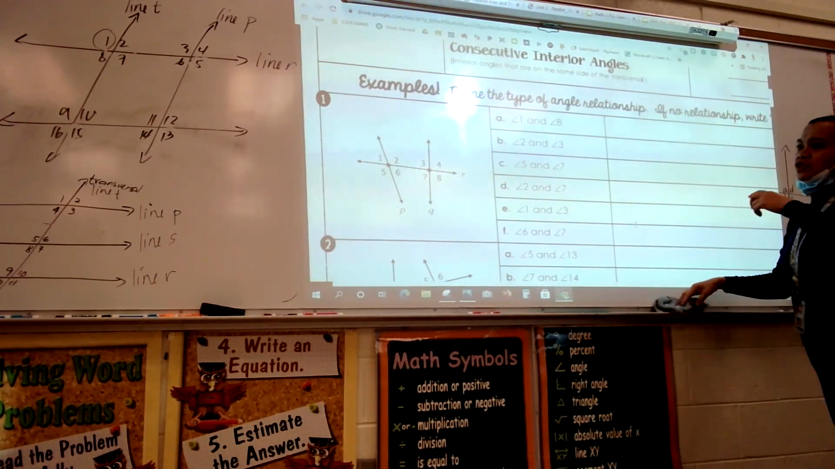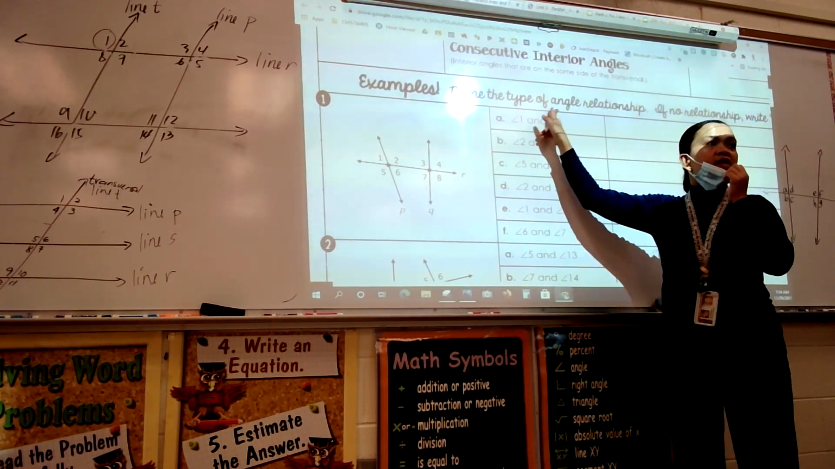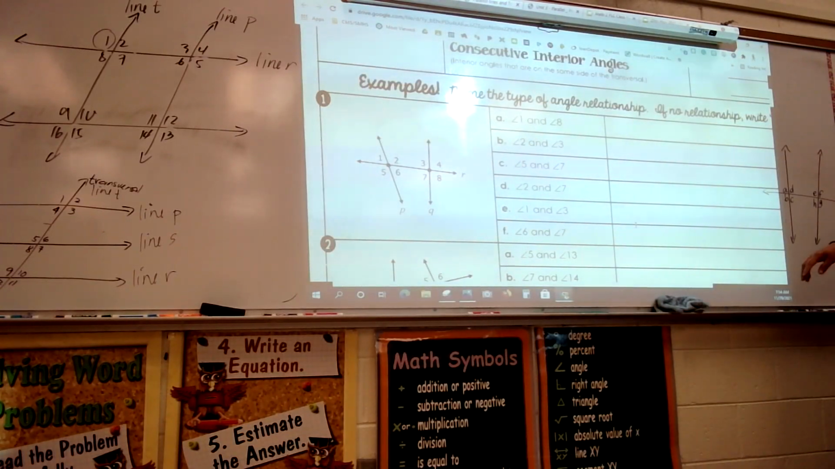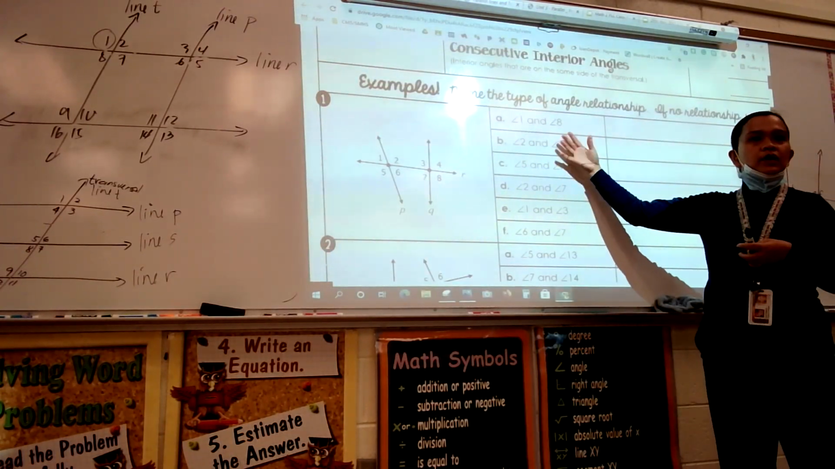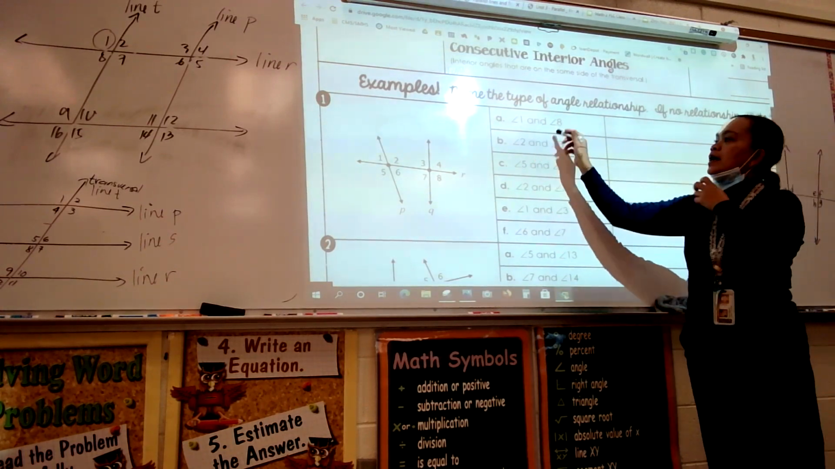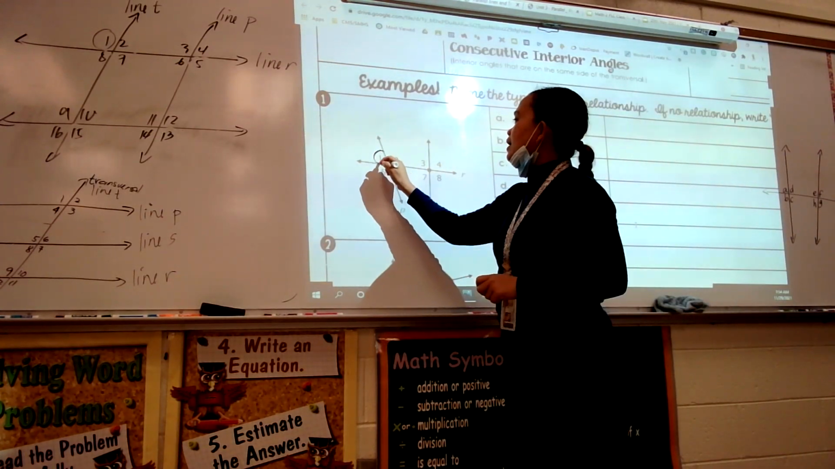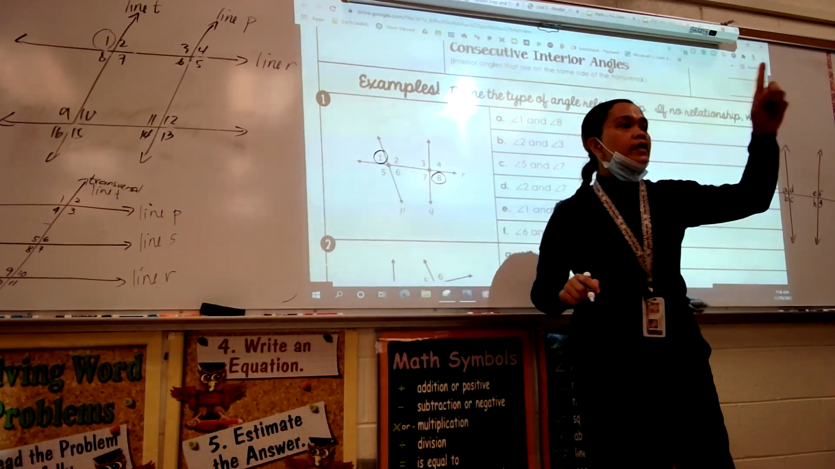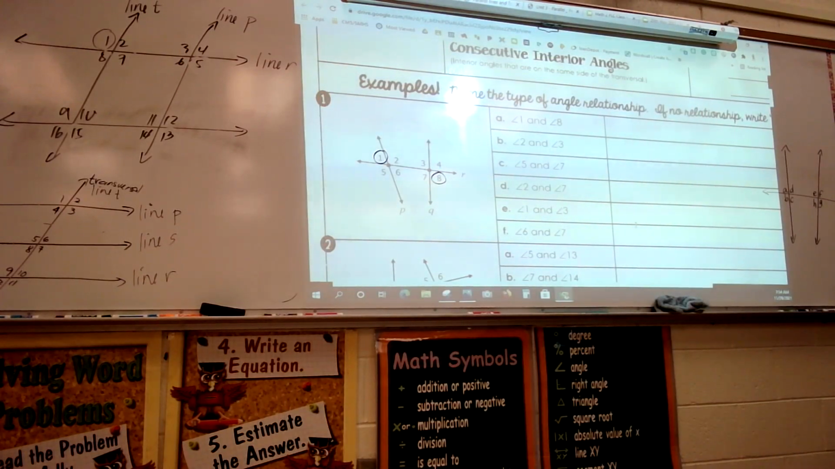Okay. Based on this figure, let's identify what is the name of this angle. Hello? Look at this one. Angle 1, look at this. Angle 1 and angle 8. What type of angle relation is that? How will I call them?